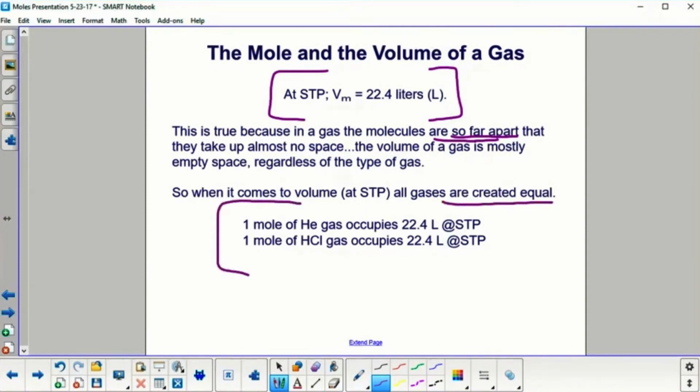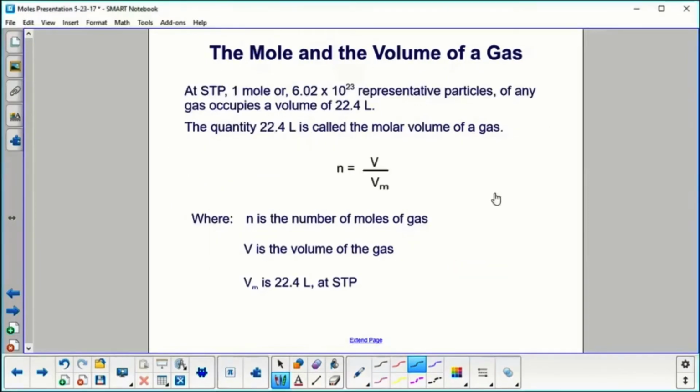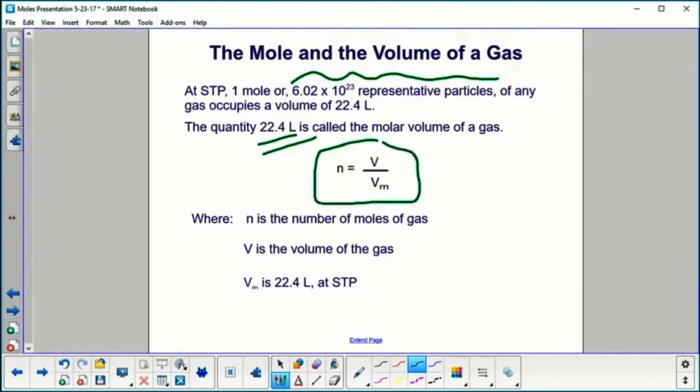So 1 mole of helium gas occupies 22.4 liters at STP, and 1 mole of HCl gas occupies 22.4 liters at STP. At STP, 1 mole, or 6.02 times 10 to the 23rd representative particles, okay, that's Avogadro's number again, of any gas occupies a volume of 22.4 liters. That is called the molar volume of a gas. We have a little equation here where n is the number of moles of the gas, V is the volume of your sample of gas, and Vm is 22.4 liters at standard temperature and pressure.